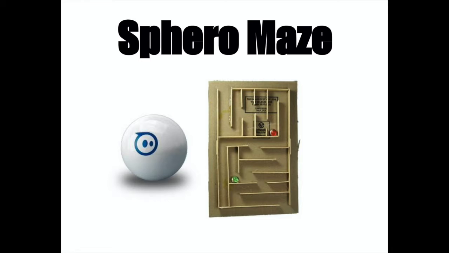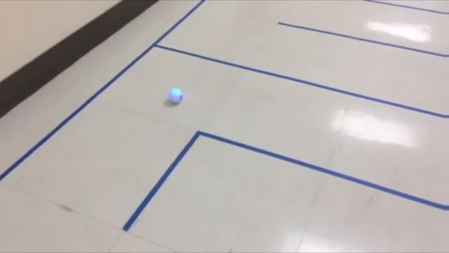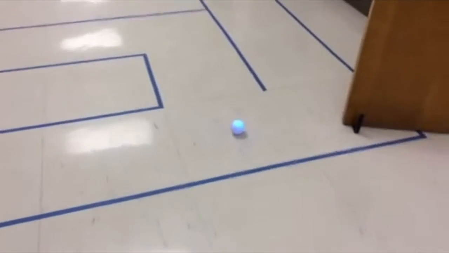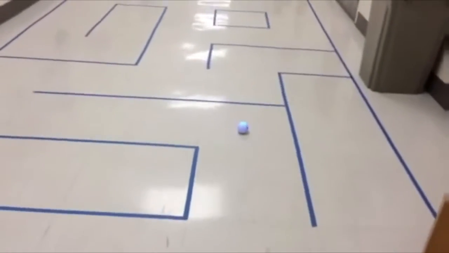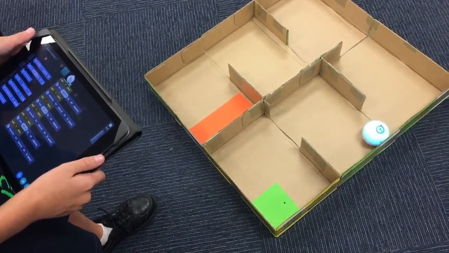Your next choice is Sphero Maze. This is where you're going to be using an app to give the Sphero directions, like move forward, turn right, move forward, turn left. You can use either painter's tape or level it up literally with a cardboard maze.